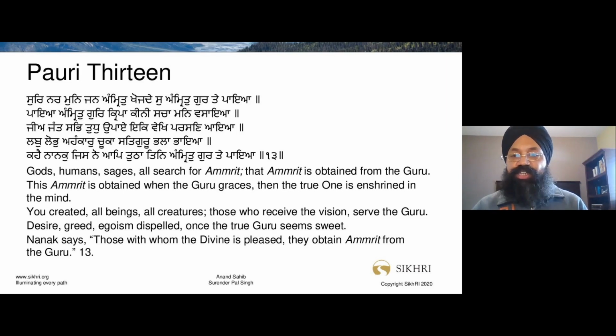So, jiye jant sab tud upaye, ik vekhi pasani aya. Jiye jant, you have created all beings. Jiye jant sab, all of them, you created. Ik vekhi pasani aya. Again, we discussed this: Iki, kakenu sihari, there's a sihari, a short i on kaka. So it's people in general. This is people, plural, not one.